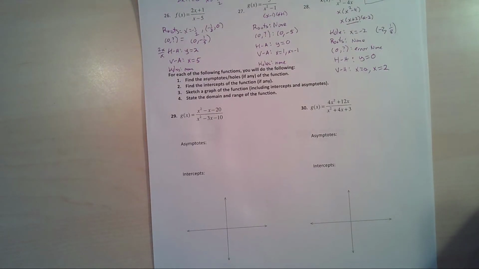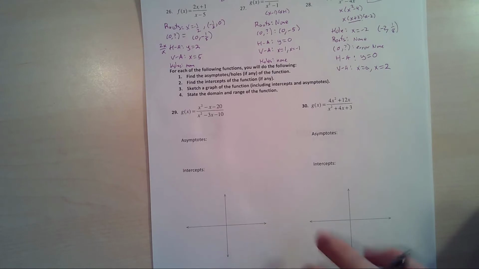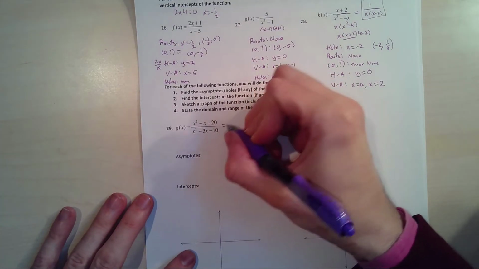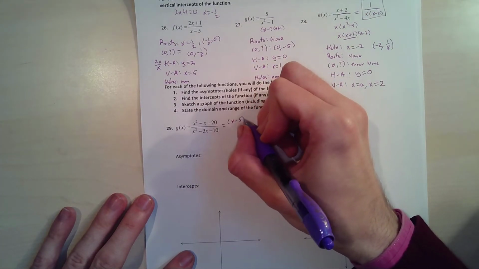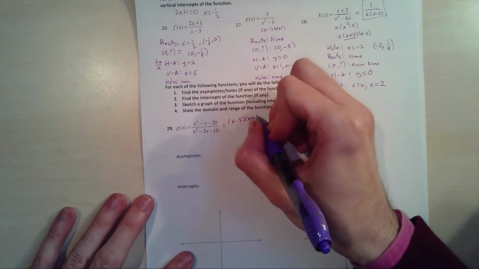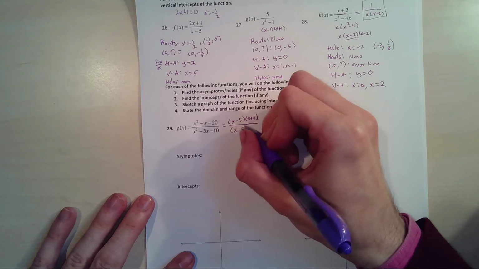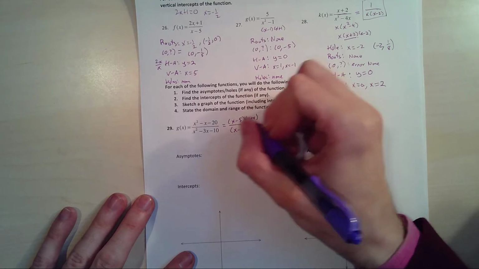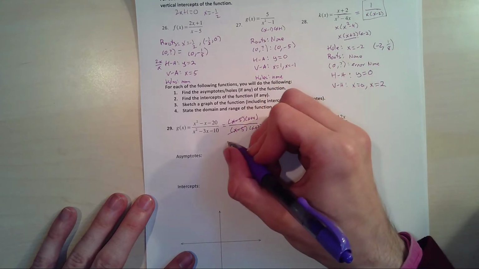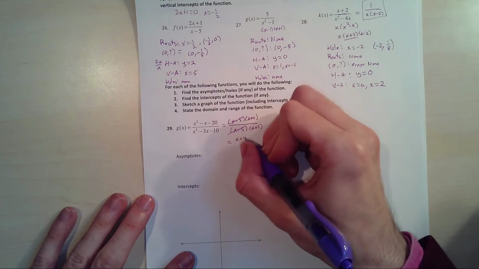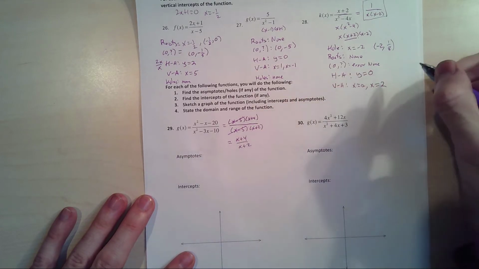29. Now we're actually graphing this guy. So we've got to find those asymptotes and intercepts and state domains and all that good stuff. Step 1 is always factoring. x minus 5 times x plus 4 divided by x minus 5 times x plus 2. So these guys cancel out. And we're just going to get x plus 4 over x plus 2. And that's really what we're graphing.